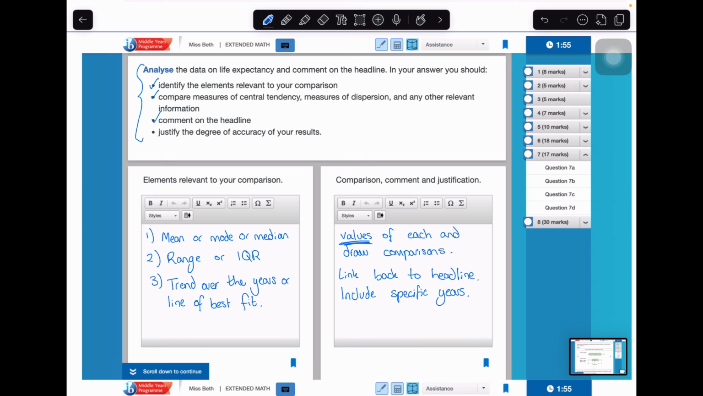Then for the last part, which was the justification, justify the degree of accuracy of your results. You needed to include at least 2 reasons that imply accurate or inaccurate results.